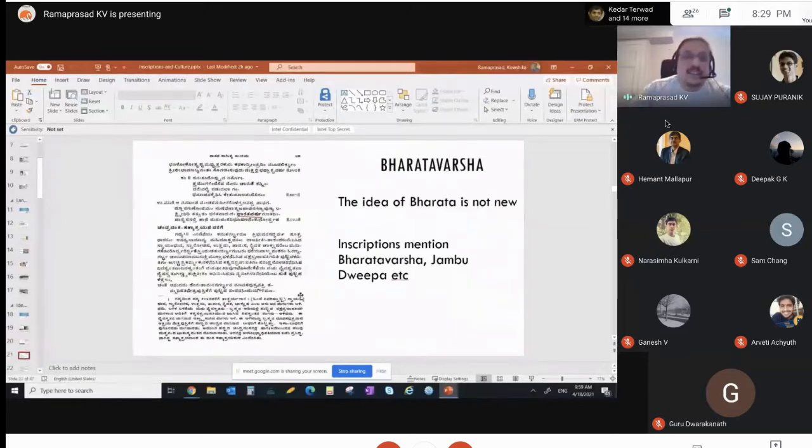Similarly, here is an inscription from the Chalukyas, which talks about Bharatavarsha. So he's talking about a specific area in Karnataka. And then it talks about Satyashraya, a Chalukya prince, and he talks about Bharatavarsha. So the mentions like Bharatavarsha, Jambudvipa, etc. tell us that although it was probably not controlled by a single king, it was culturally a unit from a long time.